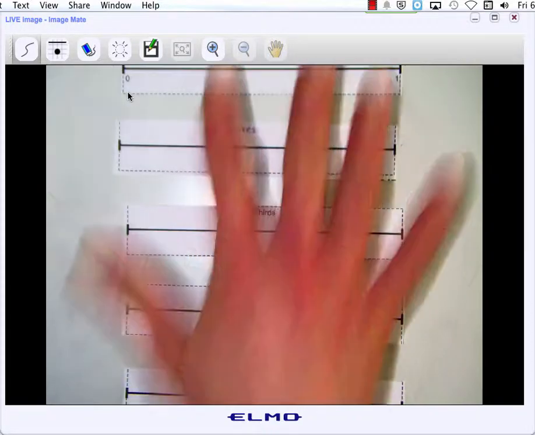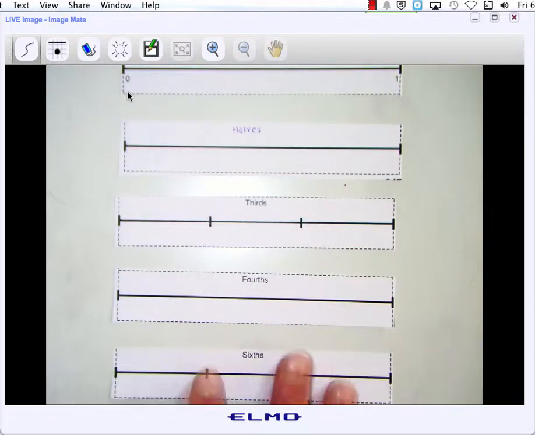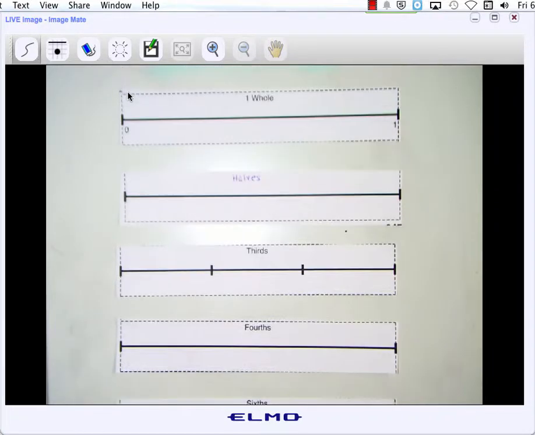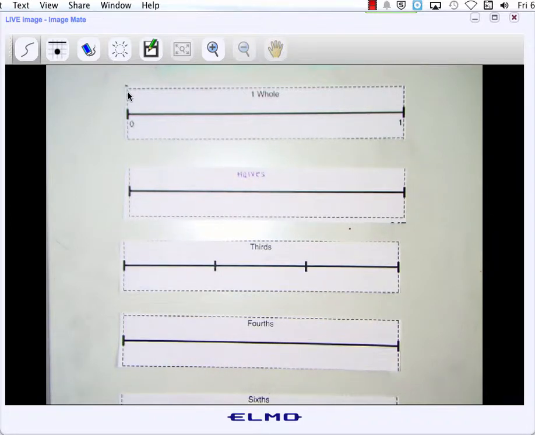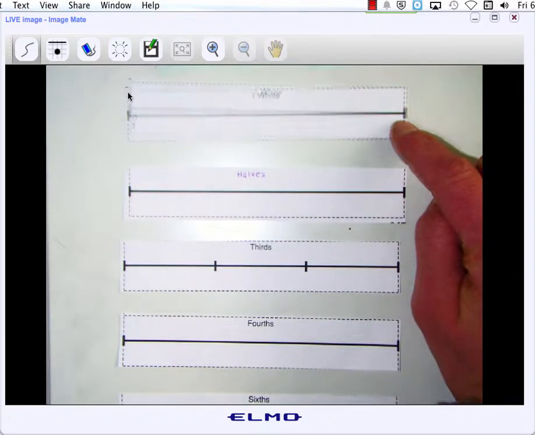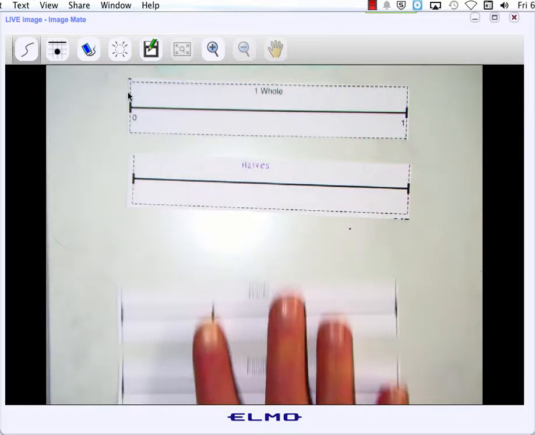Alright, so I have my fraction strips here. And in class we're actually going to be folding these together, but I wanted to just give you an example of how this is going to be done and how we actually use our number line to make fractions. I'm going to focus on my whole piece here and then my halves, and I'll save the rest for later.